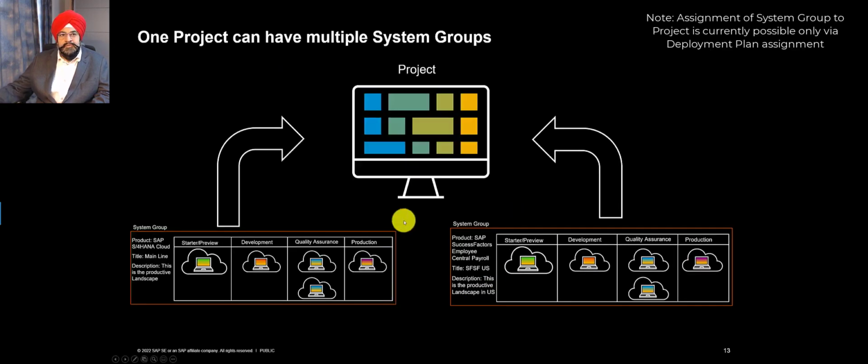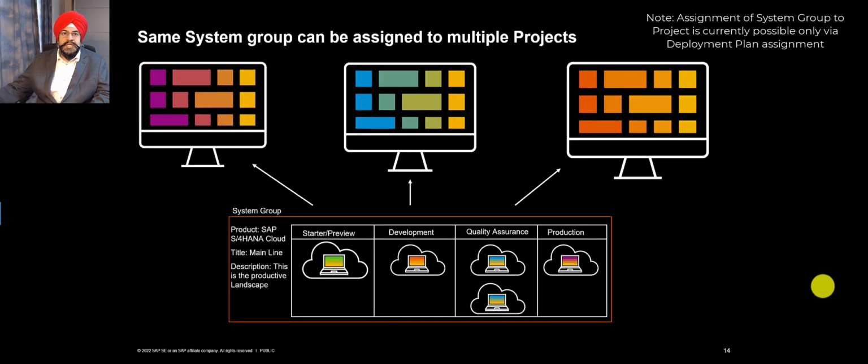From a relationship perspective, one project can have multiple system groups. As I mentioned, if the deployment plan has multiple system groups and you assign the deployment plan to a project, then you'll obviously have more than one system group for the project. But the same system group can be assigned to multiple projects, which is very true because the landscape can be shared between, let's say, a main line and a project line, or you can have complex scenarios. In a multi-country rollout, you can have maybe one project per rollout but sharing the same landscape. How you can do that is you put the system group in one deployment plan and assign the same deployment plan to multiple projects.